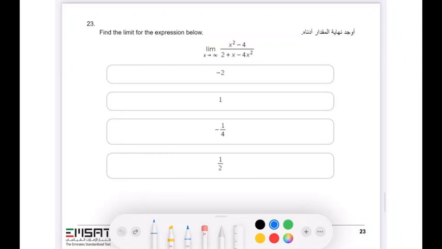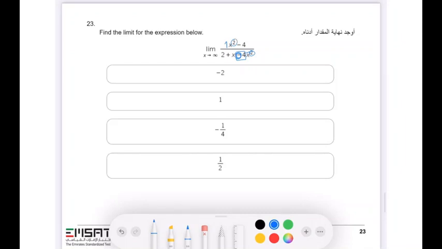Find the limit for the expression below. Limit as x approaches infinity of x squared minus 4 over 2 plus x minus 4x squared. So the first step over here is to find the leading coefficient. So the leading coefficient here is 1, and the leading coefficient in the denominator is negative 4. Do not forget the negative sign, it is very important. So how did we know that these are the leading coefficients? It's because they are raised to the highest power, which is 2 here and 2 here.